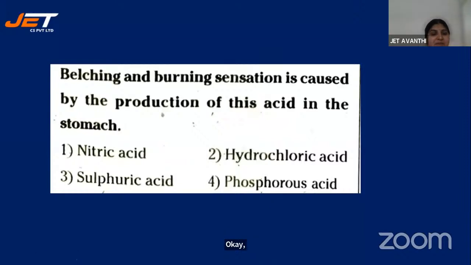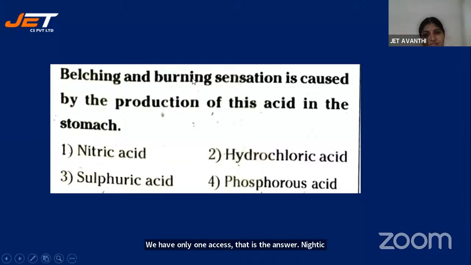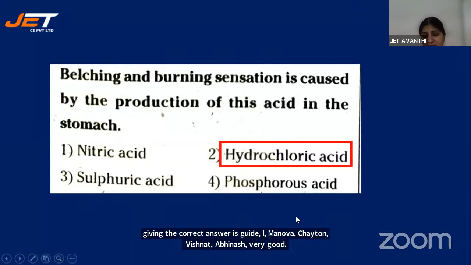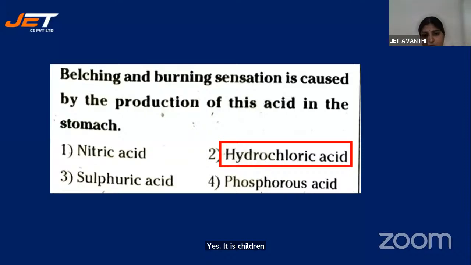Belching and burning sensation is caused by the production of this acid in the stomach. We have only one acid secretion. Nitric acid, hydrochloric acid, sulfuric acid, or phosphoric acid. What's the answer? Yes, children, very good. Most of you have given the correct answer: Gayatri, Manohar, Chetan, Vishwanath, Avinash. It is HCl, hydrochloric acid. We have only one acid secretion, that is hydrochloric acid, no doubt.